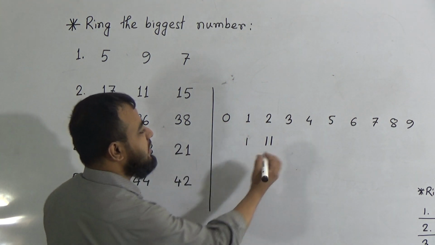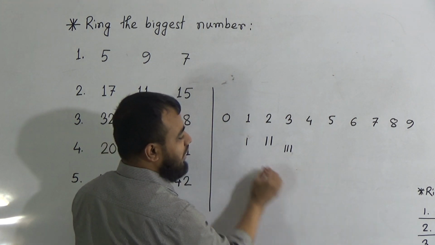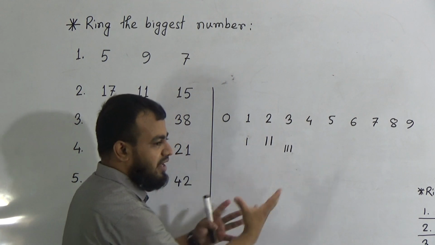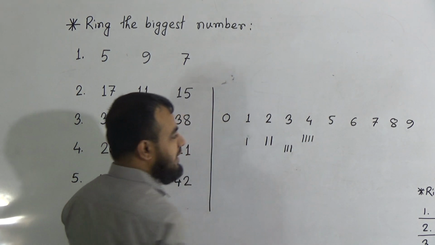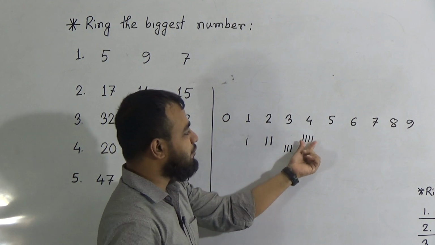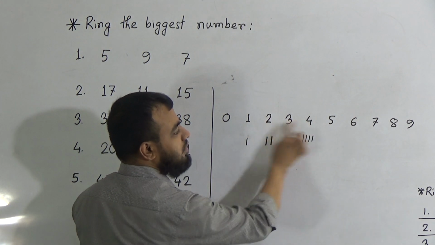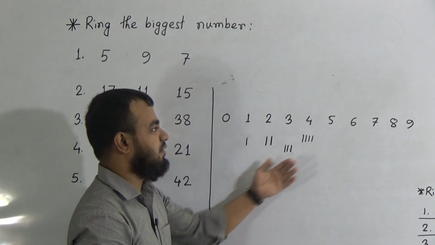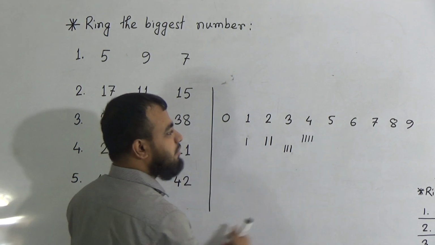Like this, 3 means how many sticks? 3 means 3 sticks. Look, my dear students, 3 is more than this 2. So this 3 is bigger than this 2. Like this, 4 means 4 sticks. 1, 2, 3, 4. This 4 has more sticks than 3 sticks. So this 4 is greater than this 3, and also greater than this 2, and also this 0. That means the next number which will appear, the previous numbers will be smaller, and the next number will be the biggest number. The next number is 5.